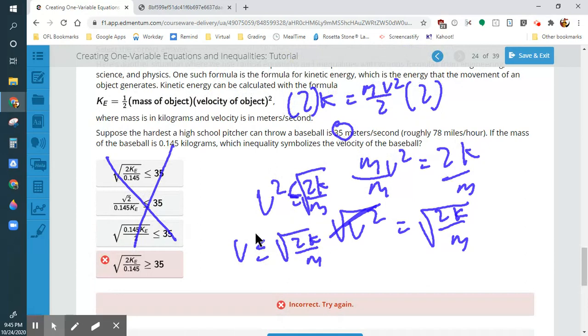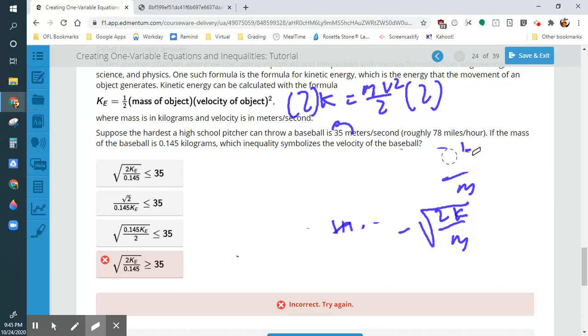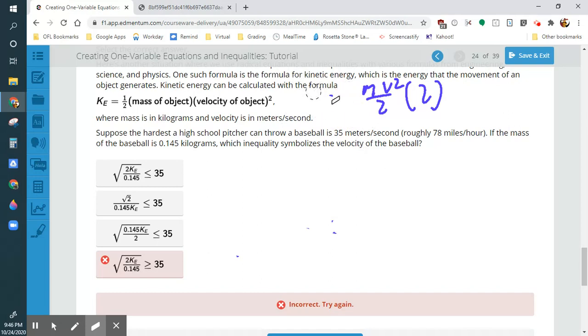What? Did I divide by a negative at some point in time? Kinetic energy, 2 times the kinetic energy. We did that. Suppose the hardest baseball throw is this. Let me rewrite this with the inequalities intact, because I think I should have done that from the very beginning. It would have made it easier. The hardest they can throw. Oh, I see.